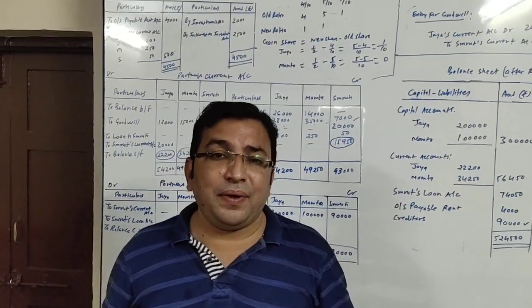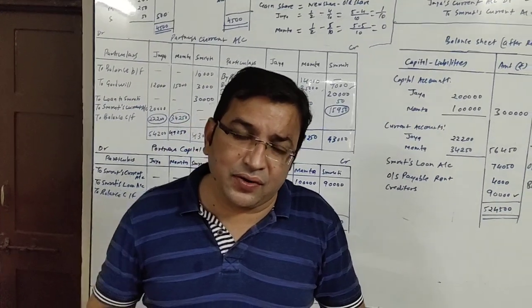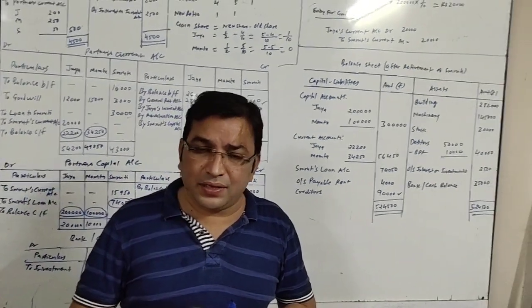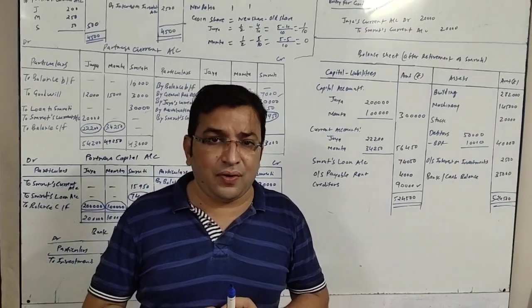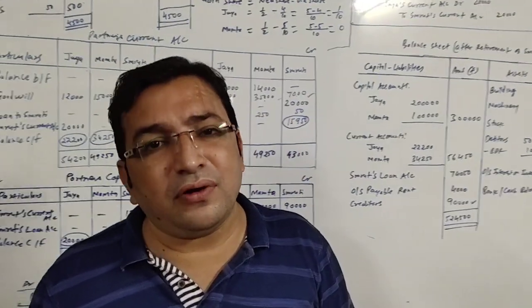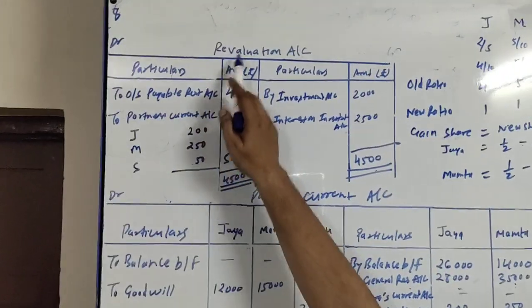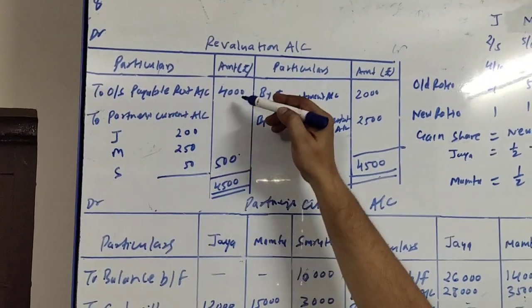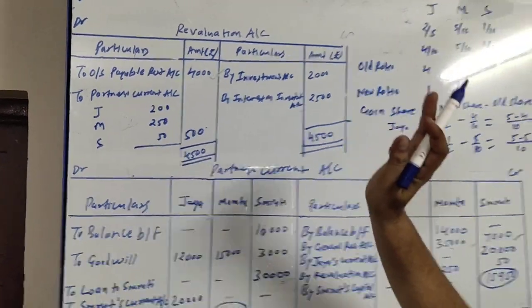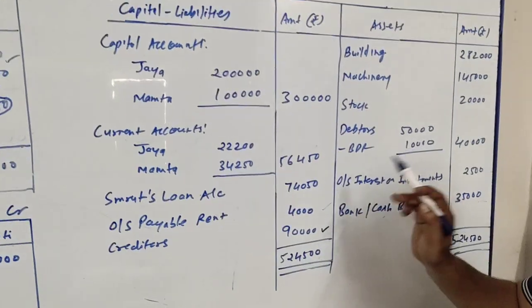Now friends, outstanding rent payable is our liability, and as it is unrecorded, it is one kind of loss to us when we record it. So the entry will be: revaluation account debit to outstanding rent account. So here, revaluation account debit side, outstanding payable rent rupees 4,000, and here in balance sheet liability side, outstanding payable rent rupees 4,000.